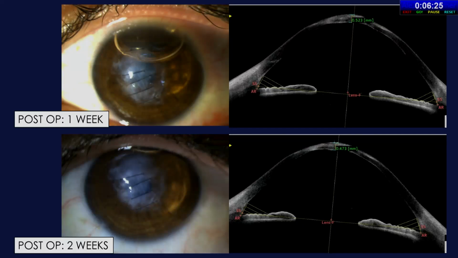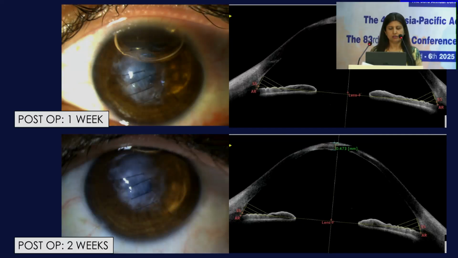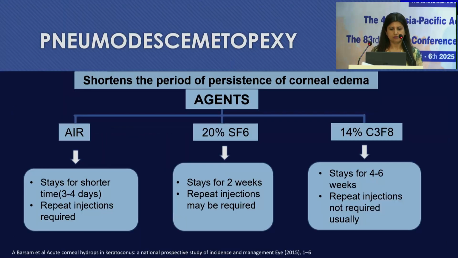And you can see the compression sutures which have been applied perpendicular to the break. So you can see the drastic decrease in thickness even at the first post-operative day, that is from 1800 microns to 600 microns. Then this is the post-op 1 week photograph showing a thickness of 523 microns. Post-op 2 weeks photograph showing an even further decrease in thickness. So pneumodesmetopexy shortens the period of corneal edema.